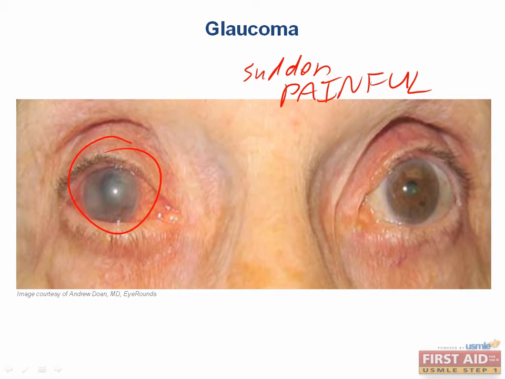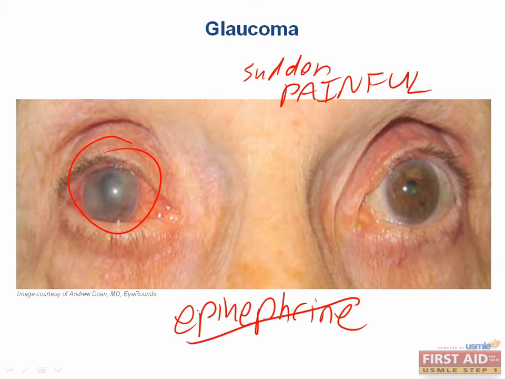Another important thing you should remember is that epinephrine is useful in chronic glaucoma because it decreases the production of aqueous humor. However, it is very harmful in acute closed-angle glaucoma because it leads to mydriasis, which further closes the angle. So epinephrine in acute glaucoma is a no-go.